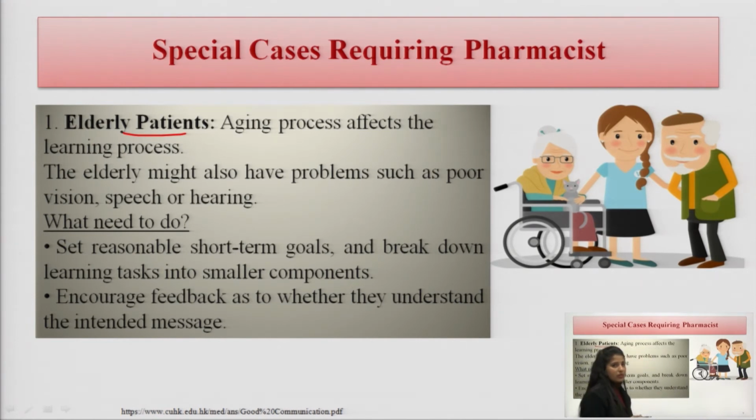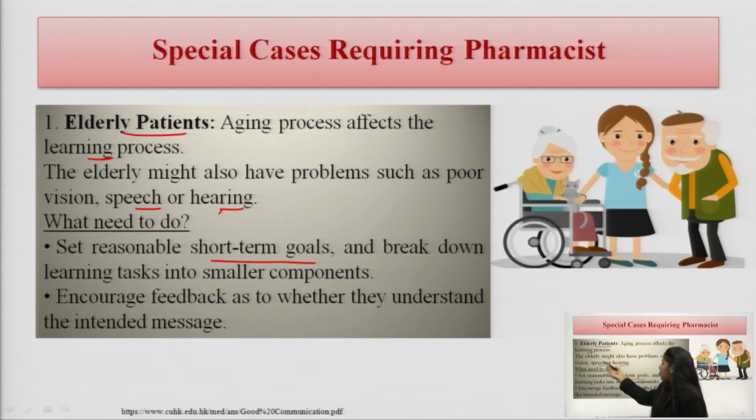So when the pharmacist talks to the elderly patient, it's very important to note that the learning process is impacted, their listening skills are impacted, their speaking is impacted, their vision could be impacted, hearing could be impacted. So we have to tell the patient in a manner that avoids these problems. How can we tell elderly patients in the best manner? What we need to do here is set reasonable short-term goals. Don't make long-term goals, because all these things could be impacted. At that time, we can maintain short-term goals. We can increase the follow-ups and break down learning tasks.